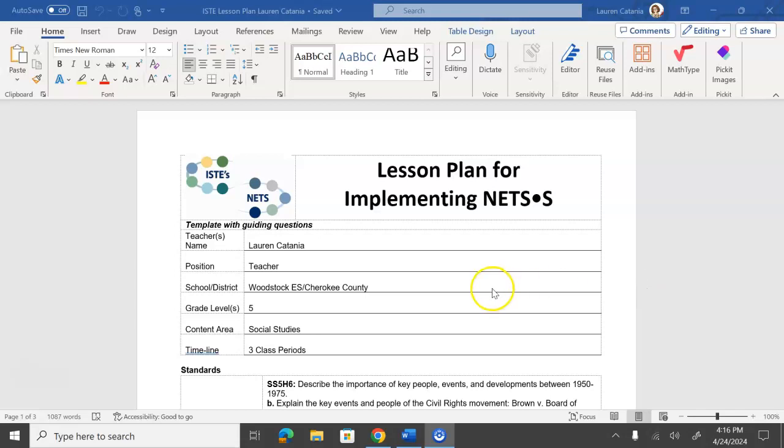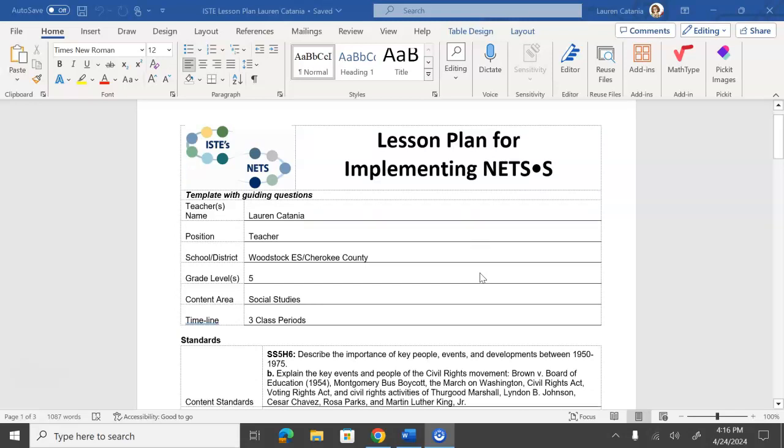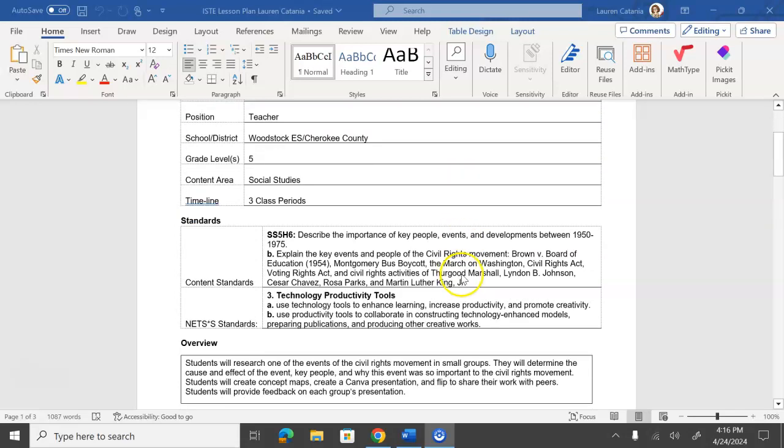I'm a fifth grade teacher at Woodstock Elementary. For this lesson, I chose to do a social studies lesson. It took place over about 3 class periods, and we did the civil rights movement. We did the standard that described the importance of key people, events, and developments because we had just finished learning about the Jim Crow laws, and my kids were super interested.